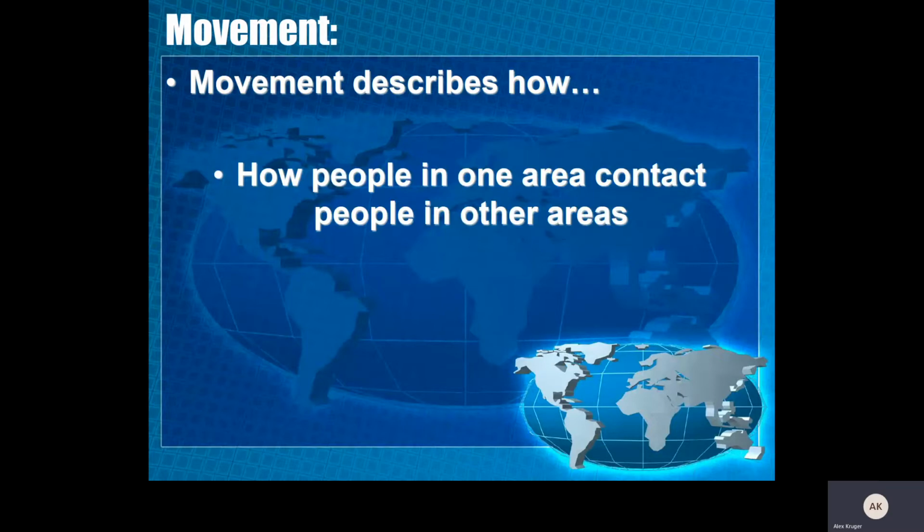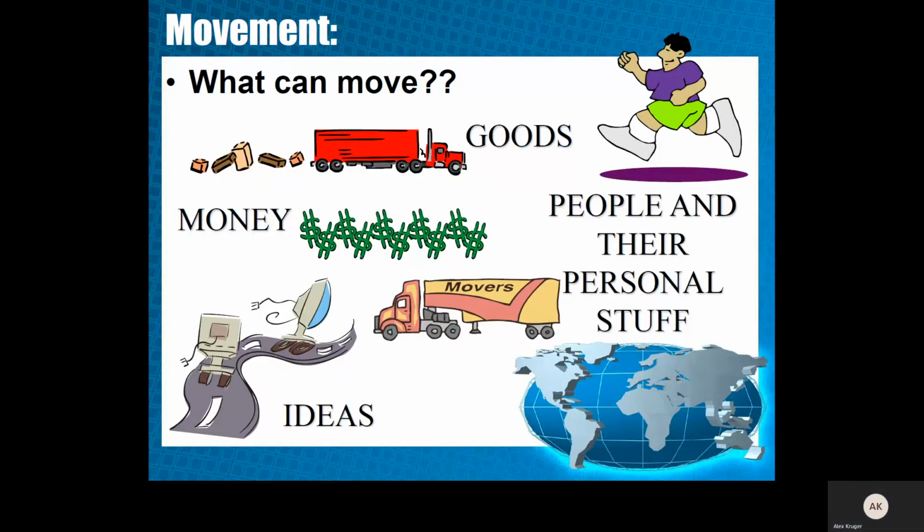So remember that. If you've got a notebook or on your computer, you can write this in Word. Take notes if you want to. That way you don't have to reference back to the video or the slides. But another question I'm going to ask you after this video is: movement describes what? And you'll say how people in one area contact people in other areas. So even a phone text message moves, so it's movement.